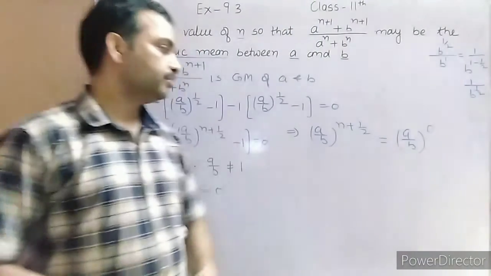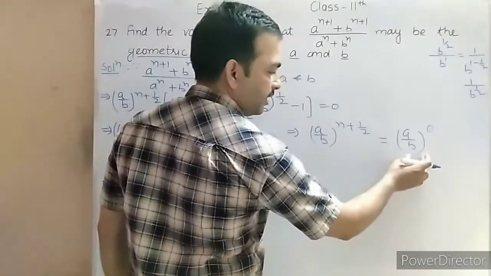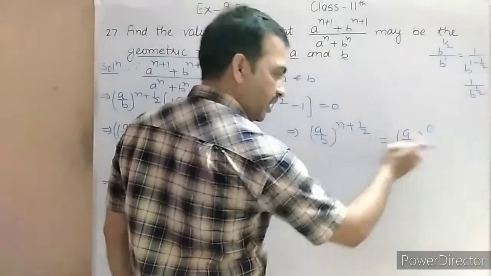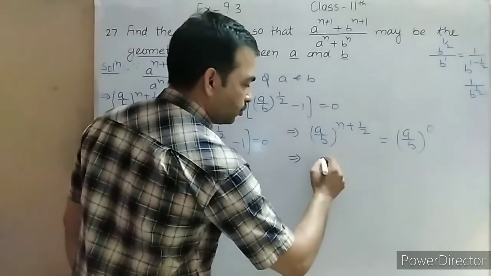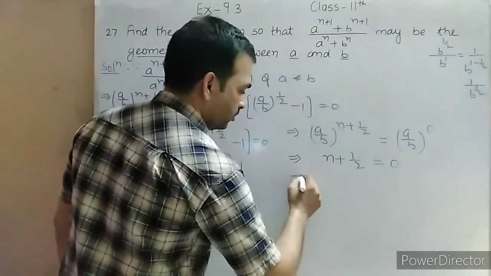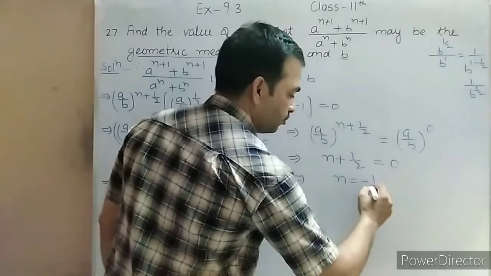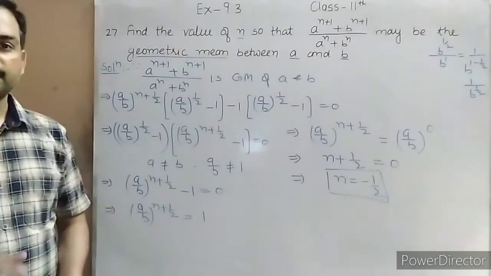(a/b)^0, what? It is 1. Now comparing both sides, since the bases are equal and these two terms are equal, therefore the powers will be equal. So n+1/2 equals 0. So I get n equals -1/2. This is the value of n.